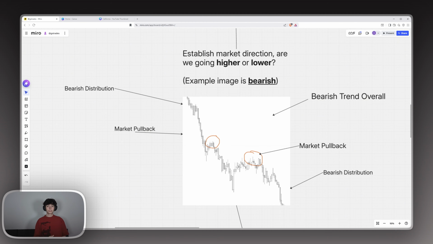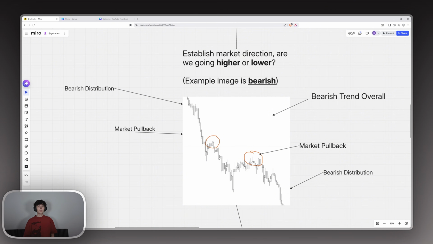Everybody wants to make trading so complicated, and the reason why is because a lot of people just want to sell some overkill course on it. It doesn't have to be hard. I'm giving this to you for free. Literally, it's super simple. Are we going higher or are we going lower?